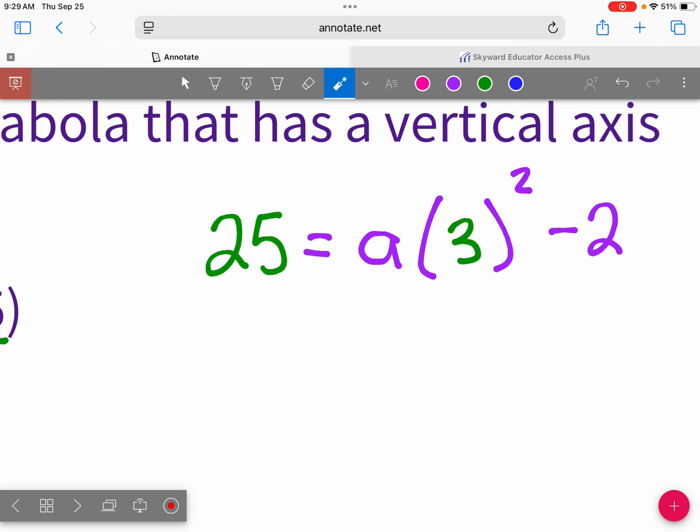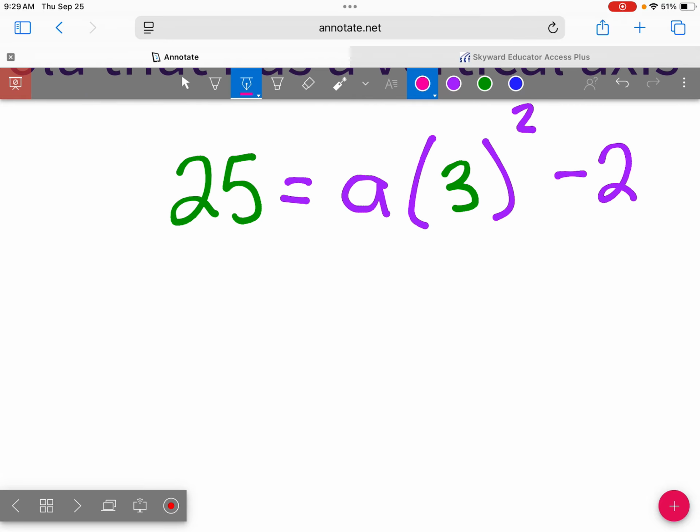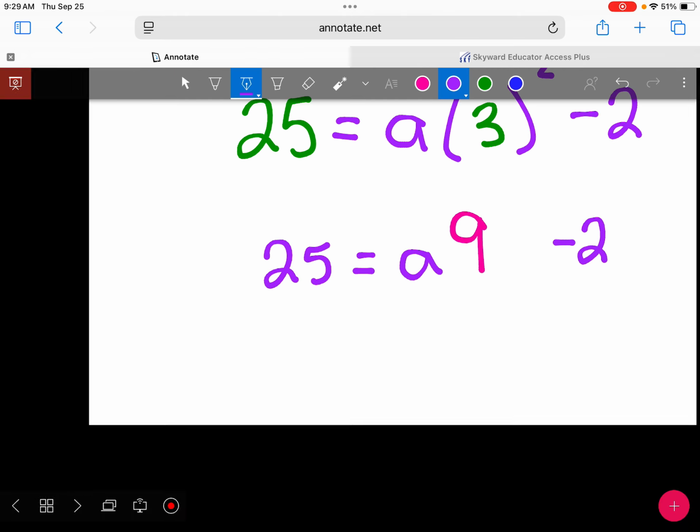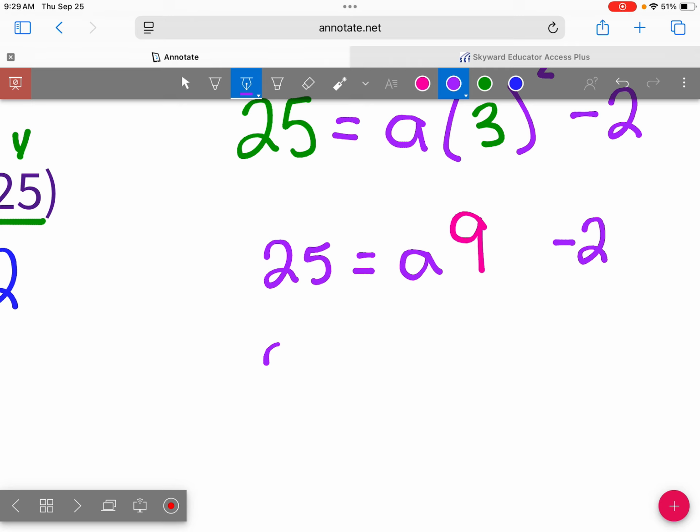So what can we do first over here? Or what should we do? Yeah, we can square the 3. So we've got our 25 equals a times 9, and then minus 2. We can add 2 so that we get 27 equals 9a. Divide by 9.